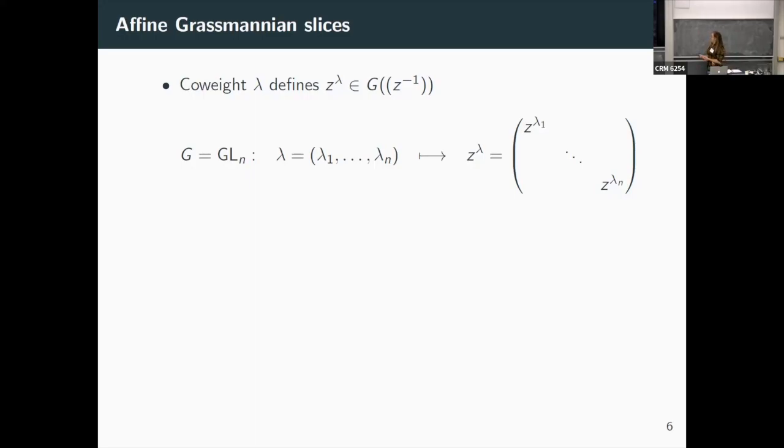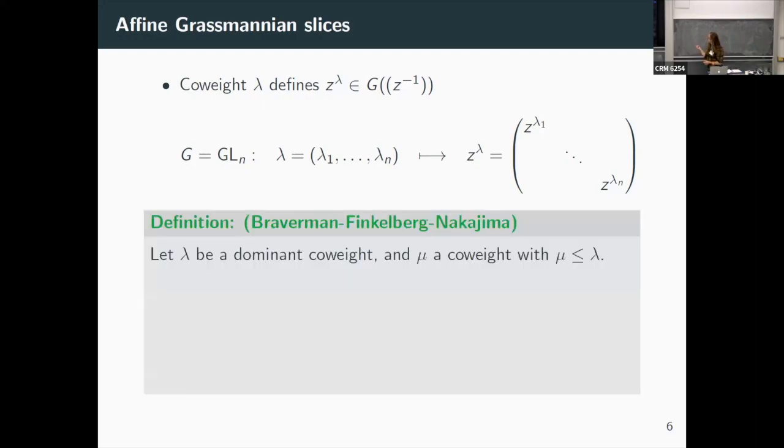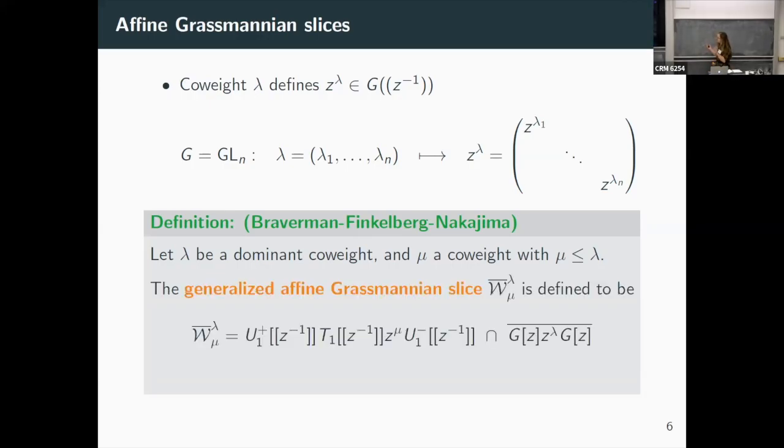Okay. With all that set up, what is an affine Grassmannian slice? This definition is due to Braverman-Finkelberg-Nakajima. The motivation for this precise definition comes from physics. I'll gloss over that a little bit, but we need to fix two pieces of information. We're fixing a group, again, and everything I've said. We're fixing a dominant co-weight lambda, and some other co-weight mu which is less than lambda. It doesn't have to be dominant.